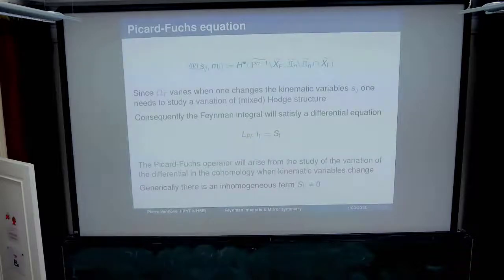So as I said, there is the maximal cut. When you cut all the lines, if you take the maximal cut, you kill the reduced topology by definition. So you get a solution to Picard-Fuchs equals zero. But the real meat is really having a non-zero inhomogeneous term, that means a non-zero expansion.